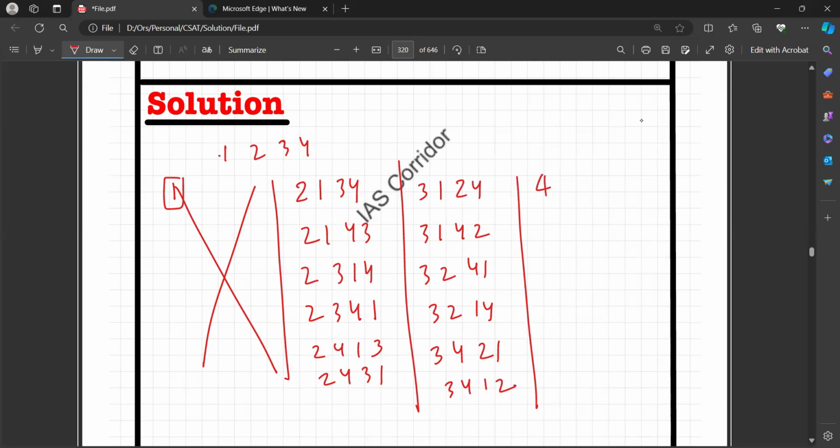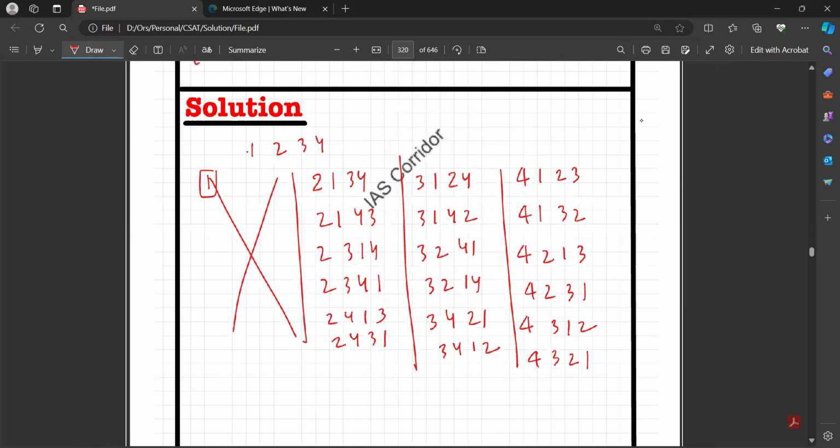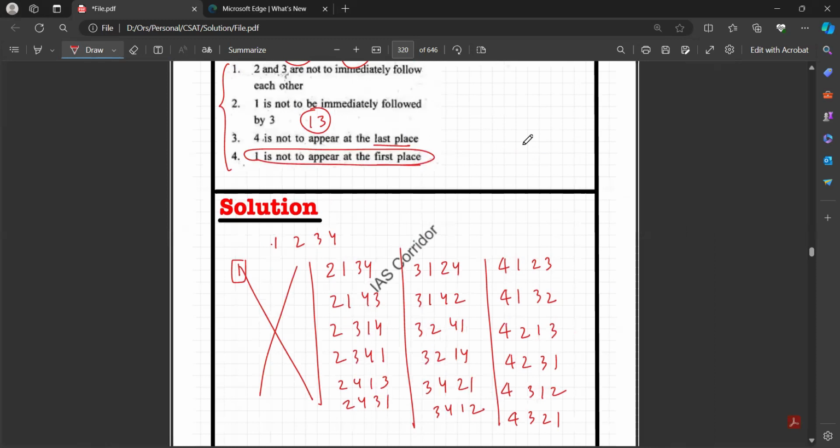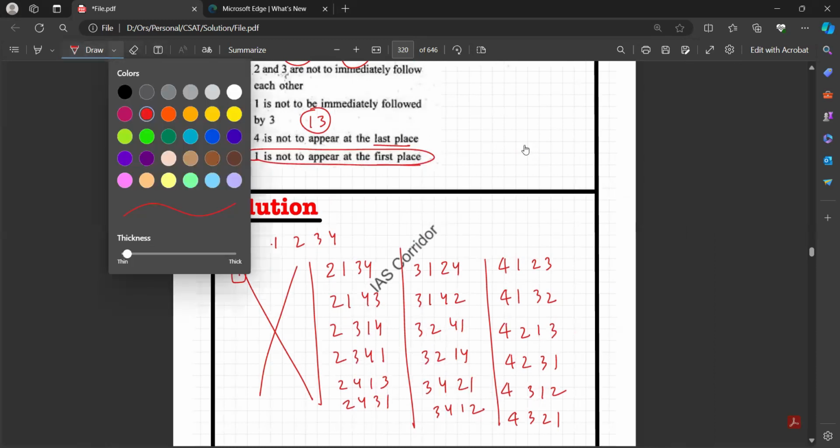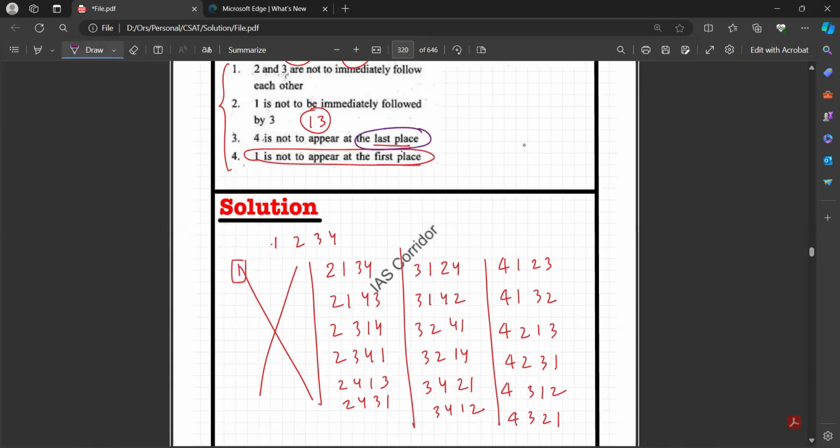Next, beginning with 4: 4, 1, 2, 3. 4, 1, 3, 2. 4, 2, 1, 3. 4, 2, 3, 1. 4, 3, 1, 2. 4, 3, 2, 1. Clear? It's very easy to write. Now apply these conditions. All those numbers which end with 4 are eliminated, because 4 should not appear at the last place.